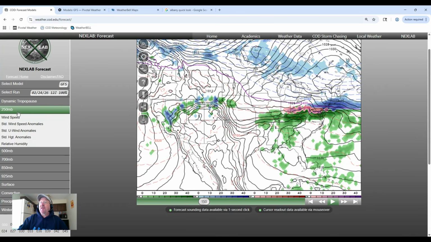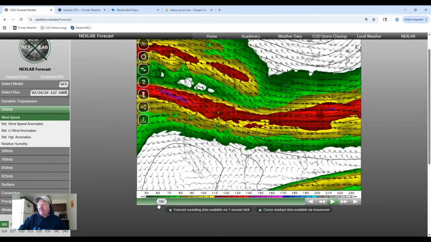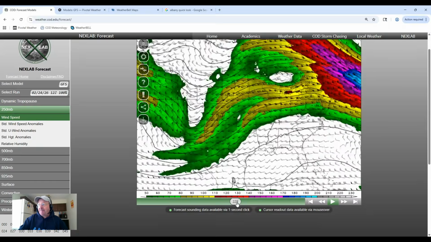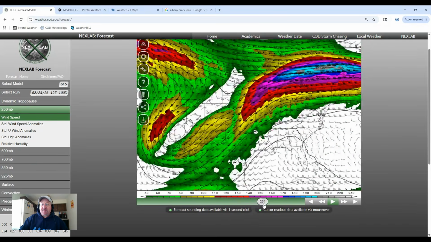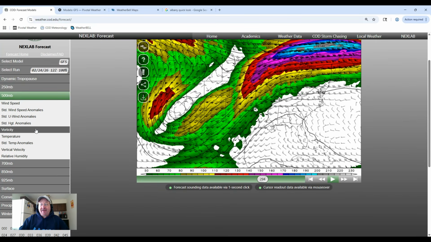So the 250 millibar, which is about 30,000 feet, this is a jet stream level. You can kind of see the jet stream there and where it dips and ridges and stuff like that. Where it dips is where you get spin in the atmosphere, and that's when you start getting your low pressure system develop. And the next level here is the 500. This is about 15,000 feet. And like I said, this is the weather making level of the atmosphere.